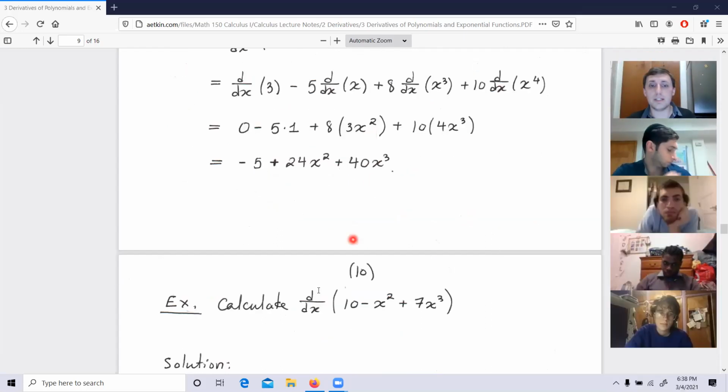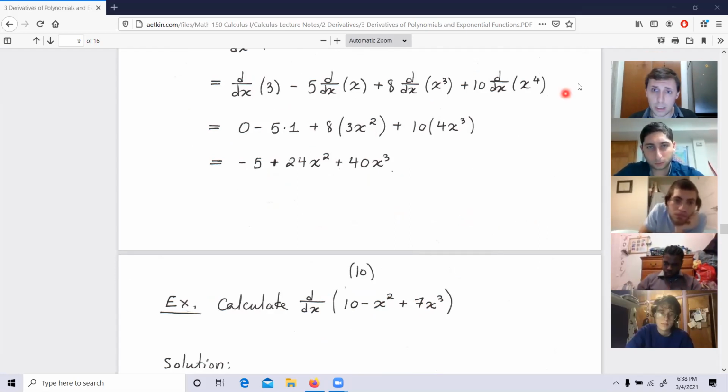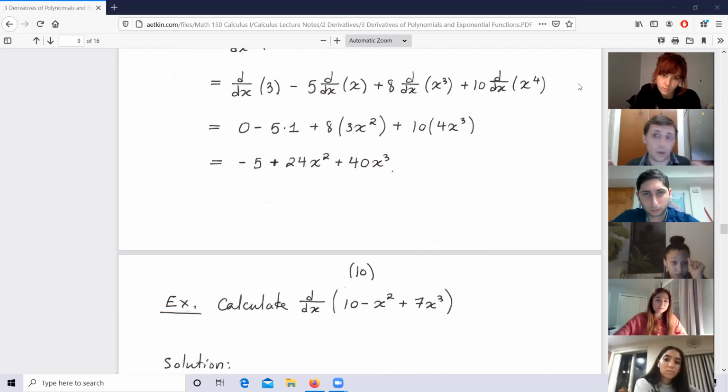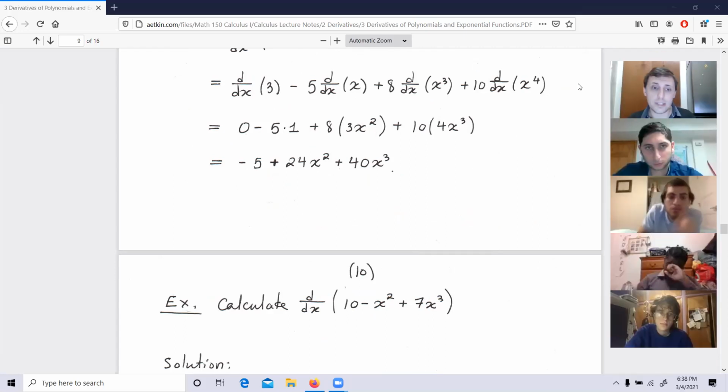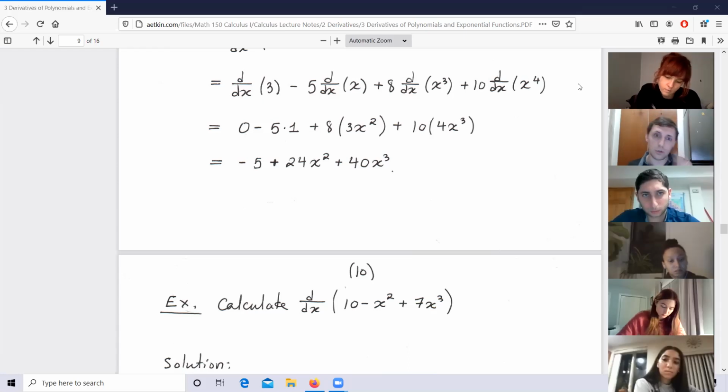Here is a quick example, guys. Calculate the derivative of 10 minus x squared plus 7x cubed. By the way, some people get so terrified that when they see it on the exam, they always go by definition. Notice I say calculate. I didn't tell you how to do that. So you can use anything you like.